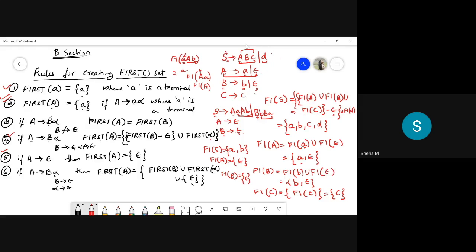I'll just remove this part and write that down. Ma'am, if it was C derives c or epsilon, then epsilon would have been there in S, and also in the first set of C, along with d itself. Yes, a, b, c, d and epsilon. Yes, absolutely.